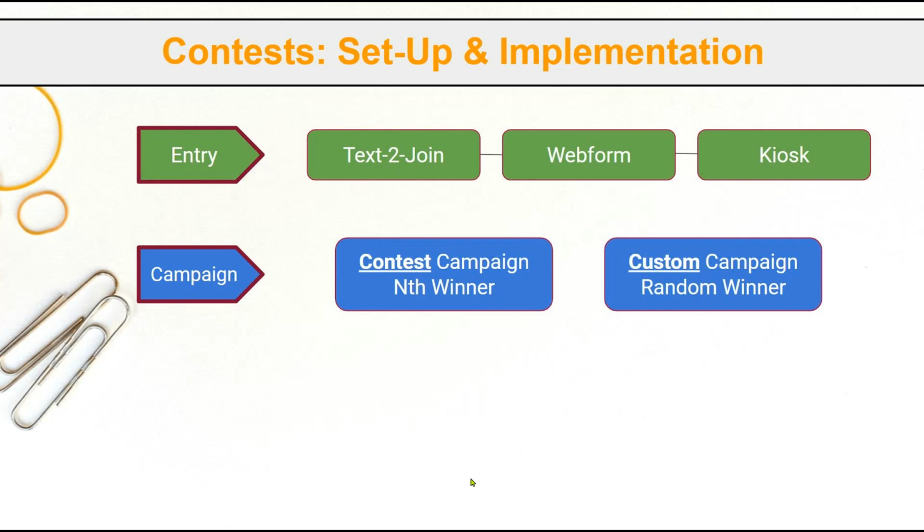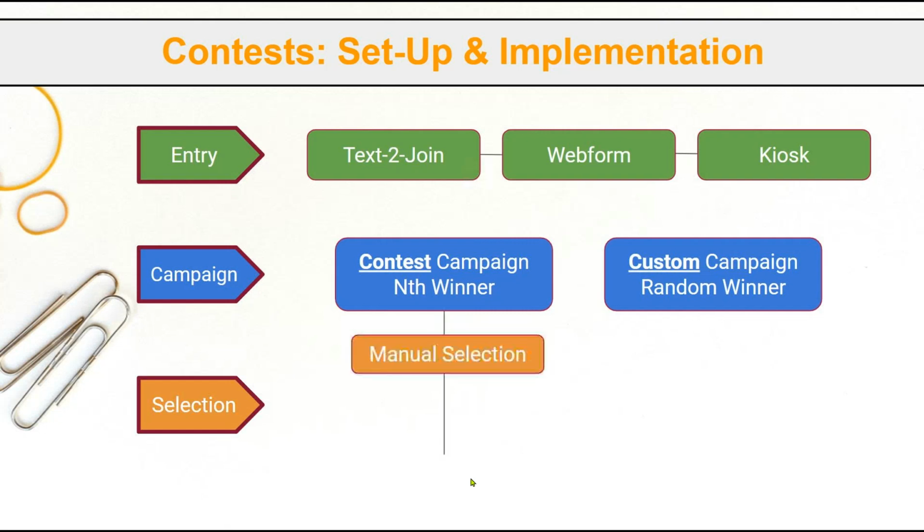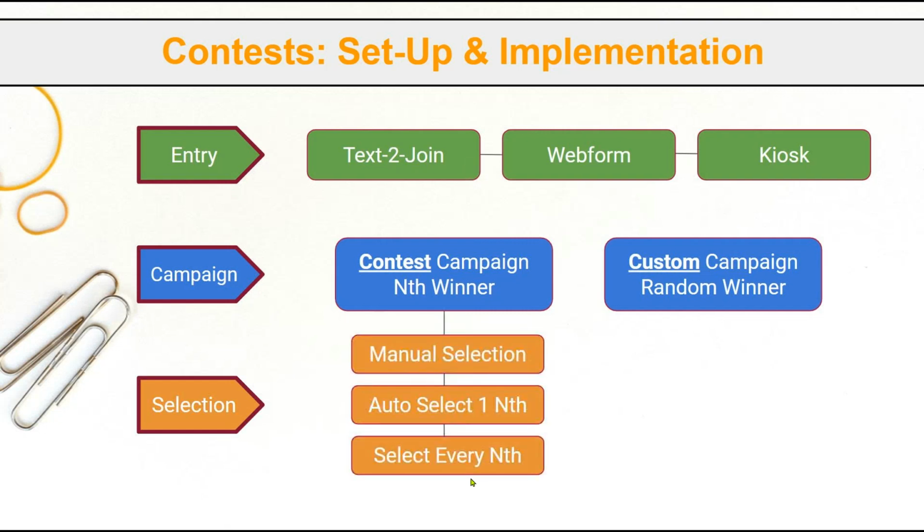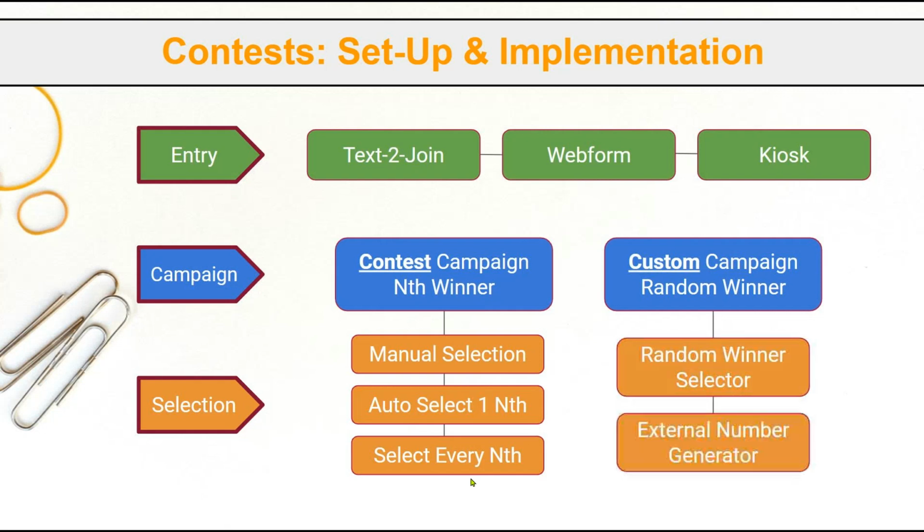And so your campaign options, you can do a contest, an nth winner, or a custom random winner selector. Okay. And the selection method, how do you wish them to be selected? In a contest campaign nth winner, manual selected? Are you going to auto-select one nth winner and have the system send them a text? Or are you going to select every nth winner, and so every nth receives a text message? Okay. Or are you going to go custom campaign random winner selector? You're going to use our internal, or you're going to use an external number generator to select your winner itself.